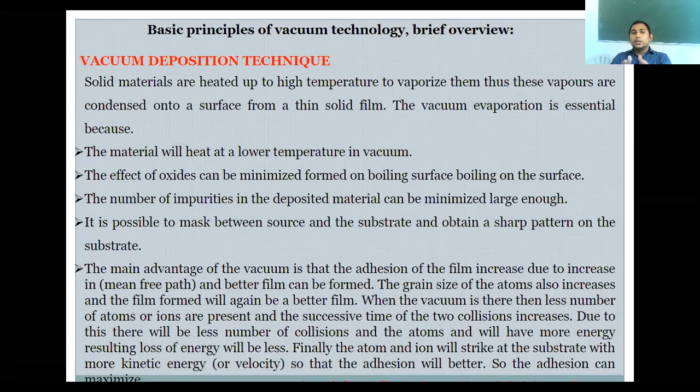So these are the essentials. Vacuum evaporation is essential due to those five important reasons. Getting my point? I hope you understand the concept of vacuum evaporation and why vacuum evaporation is essential.